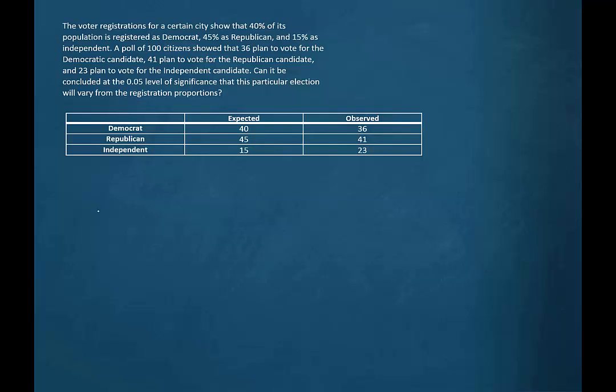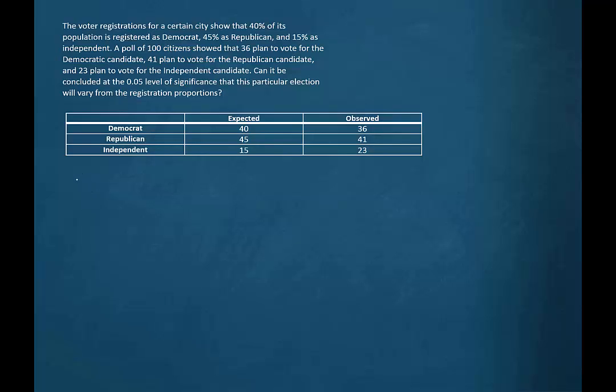The voter registrations for a certain city show that 40% of its population is registered as Democrat, 45% as Republican, and 15% as Independent. A poll of 100 citizens showed that 36 planned to vote for the Democratic candidate, 41 planned to vote for the Republican candidate, and 23 planned to vote for the Independent candidate. Can it be concluded at the 0.05 level of significance that this particular election will vary from the registration proportions?